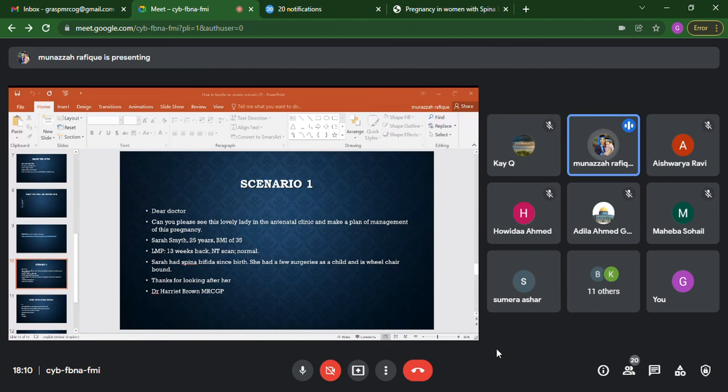Anything you would want to add, anything important, just to remember? Manaza, just a second. Before that, we'll ask Sumera about her reflection. Yeah, sorry, I don't know.